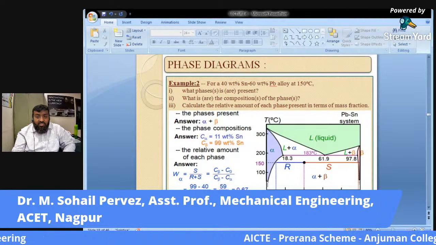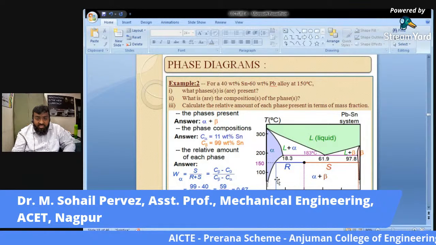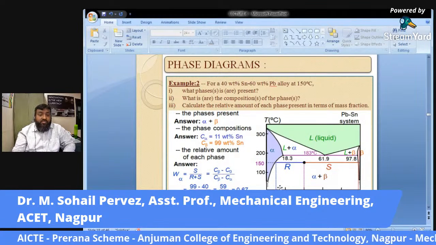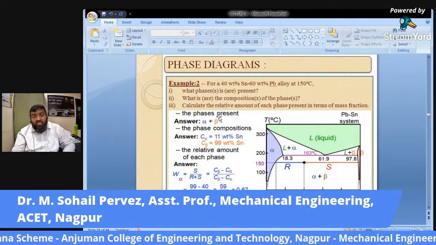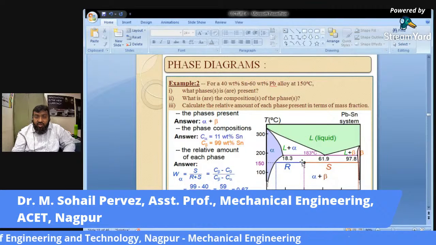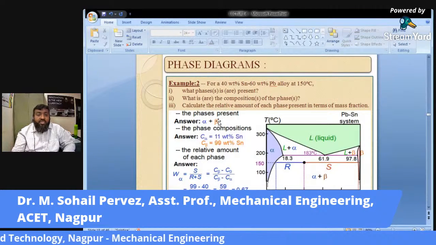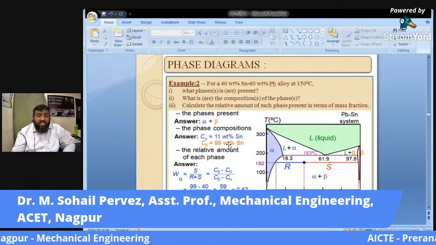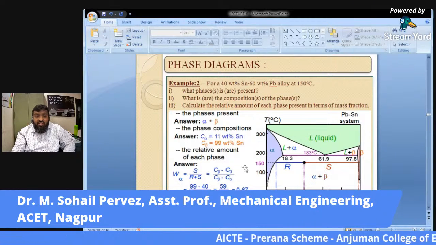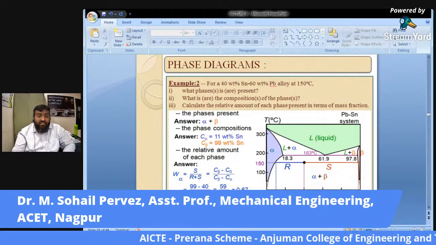So this region is nothing but the alpha plus beta composite section. Again, the same thing: how many phases will be present? Obviously, alpha plus beta. The next is the phase composition: C alpha is 11 and C beta is 99.